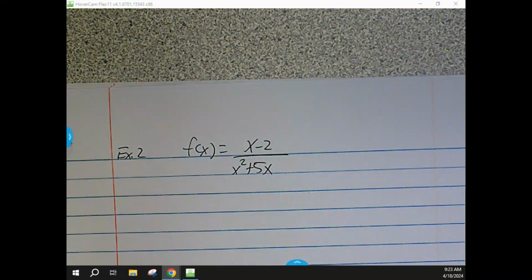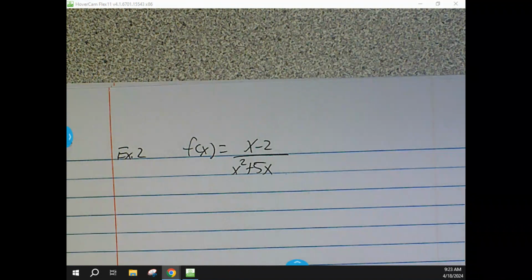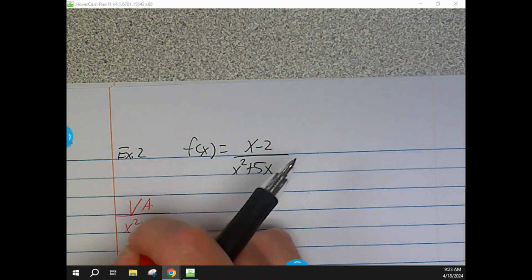All right, so let's actually go back and do that 4th example we had. I'm going to change it to, instead of x minus 6, we'll do x minus 2. But it's basically the exact same graph as this one. Just change that one number here so we can kind of see what's going on with it.